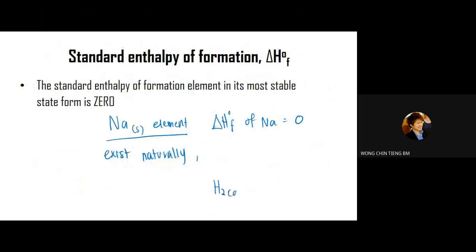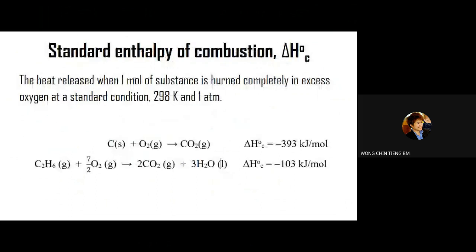Hydrogen gas. Tak apa. Boleh. Okay. Tak apa. Tak jadi. Betul. Tak jadi. Combustion. Alright.